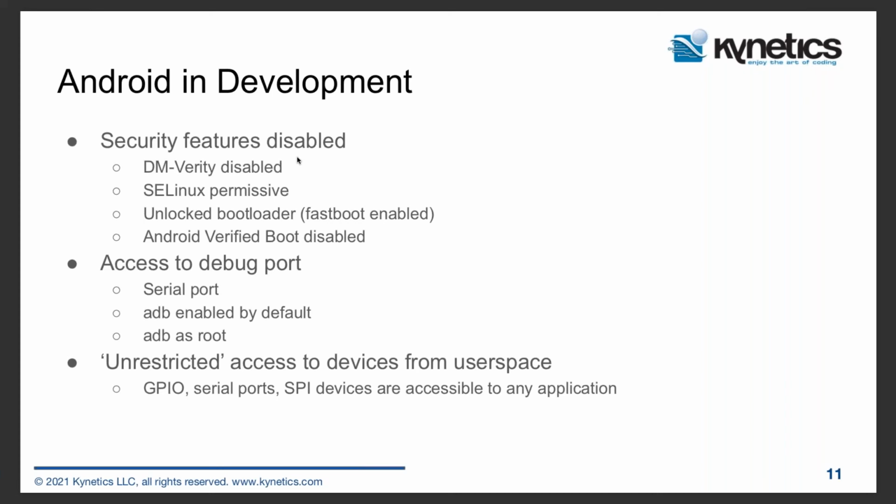You want access to all the debugging options. So serial port and ADB will be available, and ADB also gives you the possibility to have access as a root user to your Android console. And of course, you don't want to restrict any access to peripherals and drivers. And you want to make them accessible for any application. This is what you want when you are developing software.